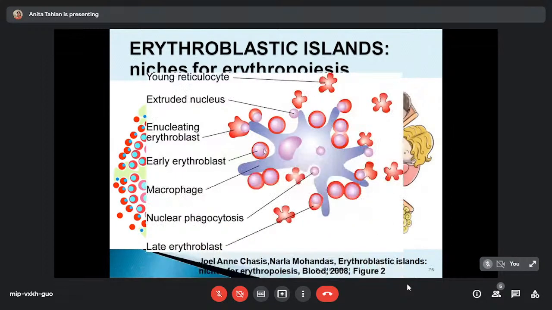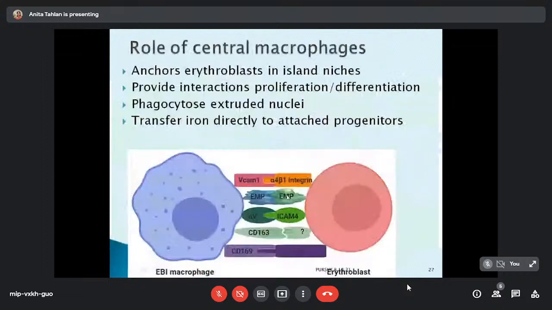Around the macrophage, the early erythroblast is sitting on the macrophage. As it matures, it needs to extrude its nucleus. So the macrophage eats its nucleus, and then the reticulocyte gets detached from the macrophage. So that means the macrophage is giving anchor and forming an island for these cells. It is also providing various proliferation and differentiation interactions.